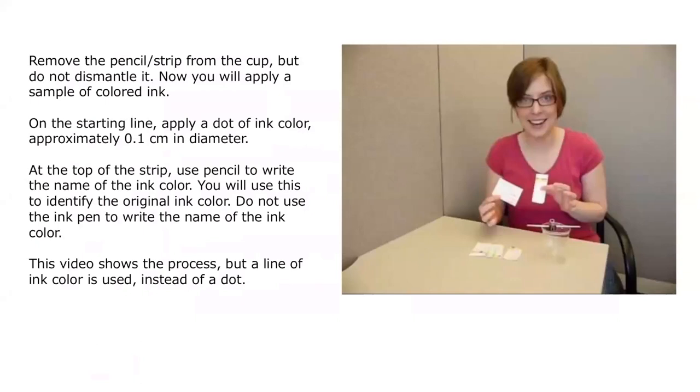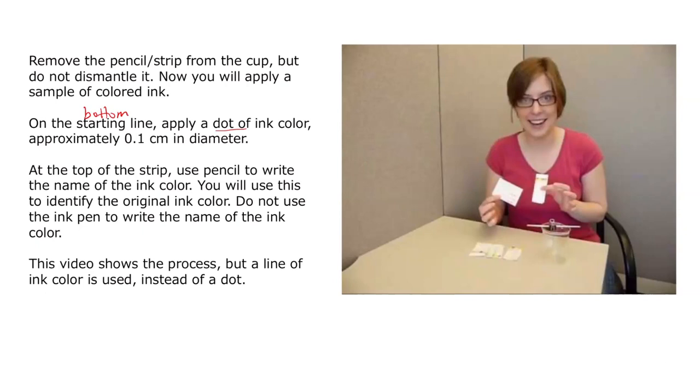The starting line is that bottom starting line, that 1.5. You want to add a dot of your ink color. It doesn't have to be exact. I put about 0.1 centimeters, but you're putting a dot, not a small dot, not a big dot, or just whatever dot you have that seems like a dot to you.